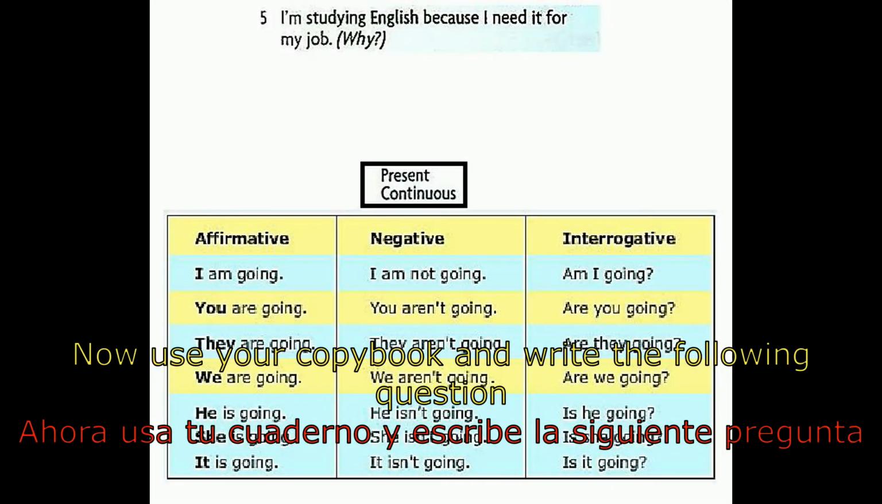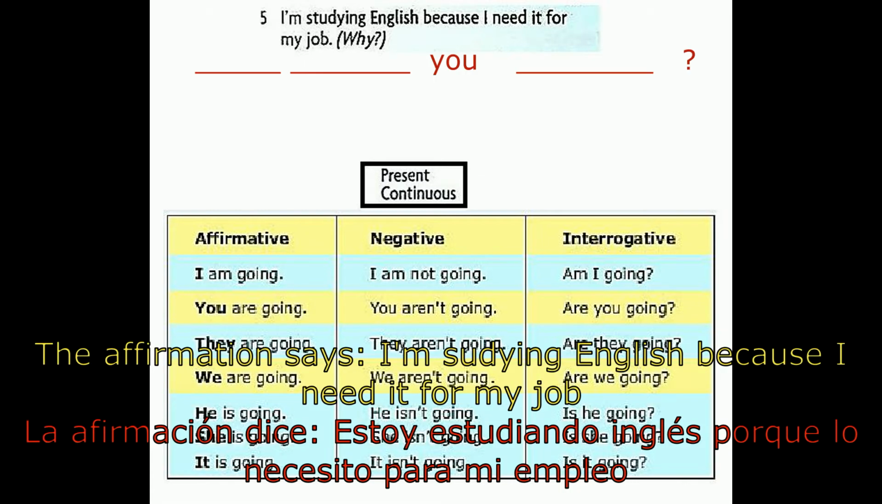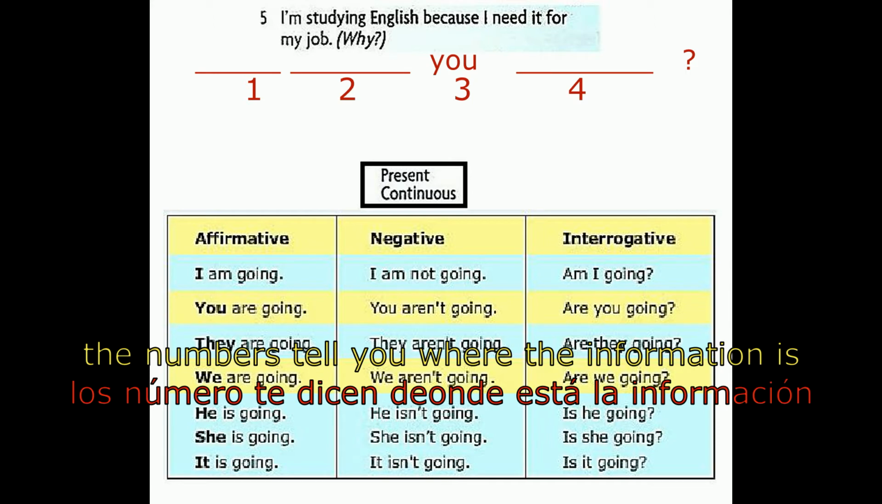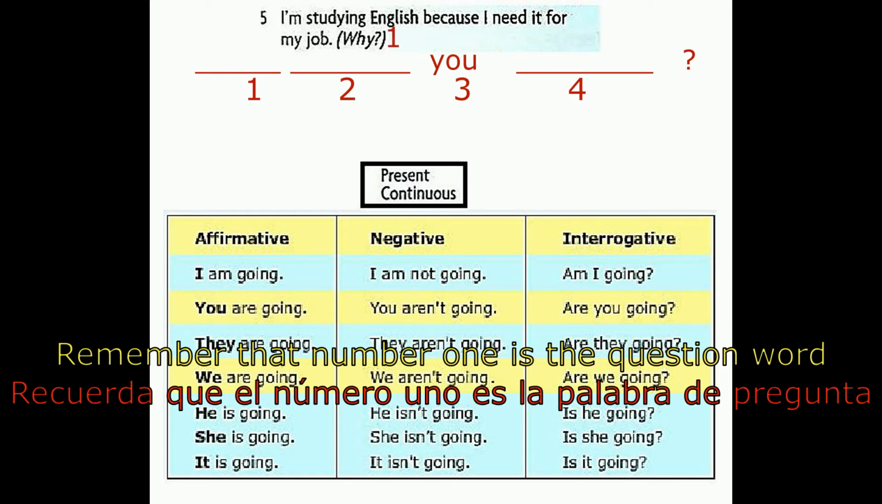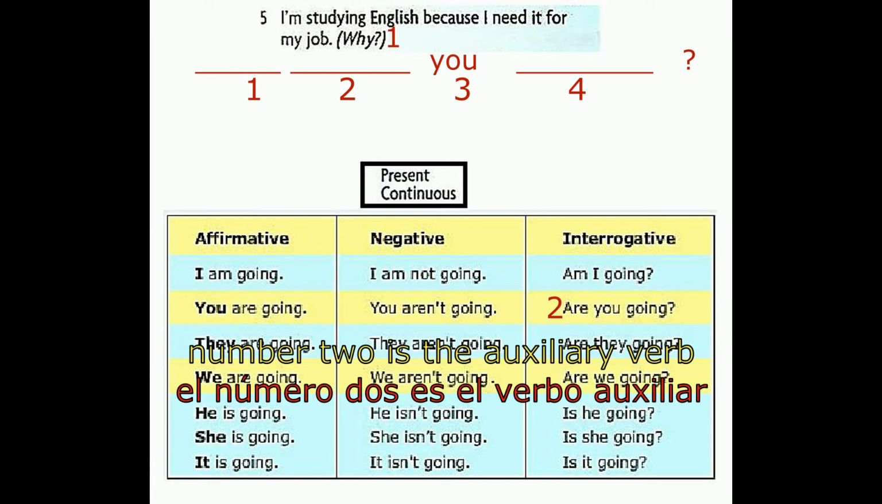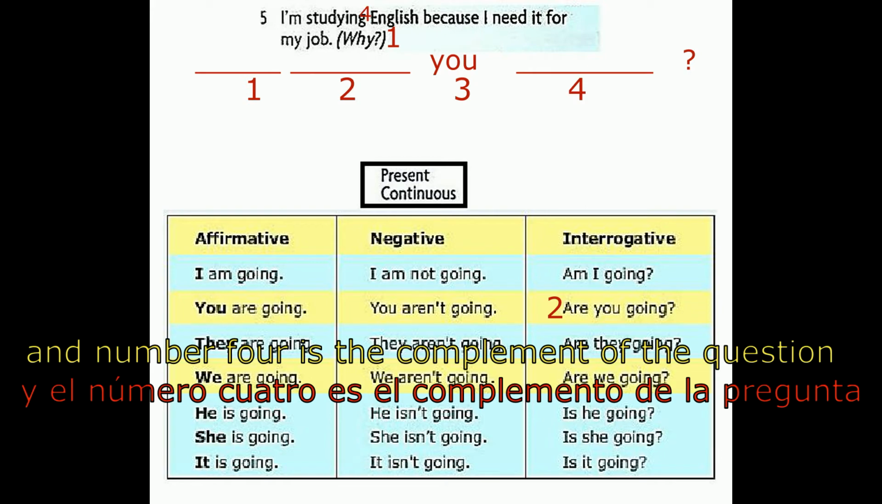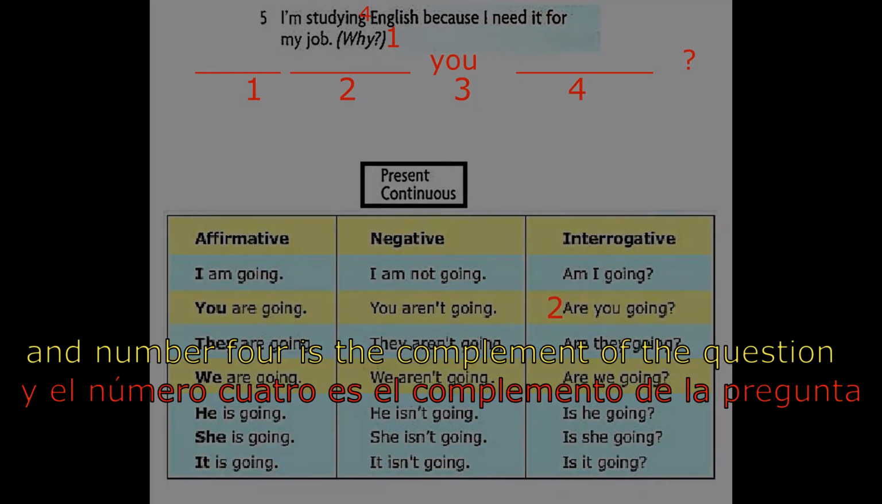Now use your copybook and write the following question. The affirmation says, I'm studying English because I need it for my job. Remember the 4 parts of the question. The numbers tell you where the information is. Remember that number 1 is the question word, number 2 is the auxiliary verb, number 3 is already done, and number 4 is the complement of the question.